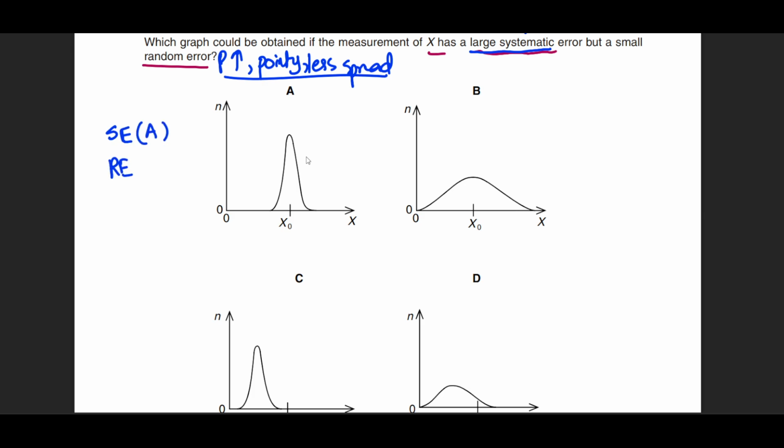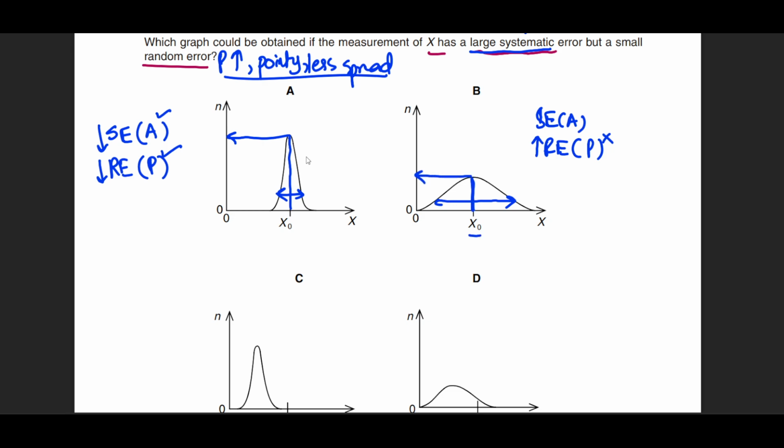Systematic error deals with accuracy and random error deals with precision. Did we get the true answer as our peak? Yes, so it is accurate. So the systematic error is low. Is the data close together? Yes, it is precise. So the random error is low. Over here, example B. Is it precise? No, because it is very much spread out. So the precision is low. So the random error is high. Did we get the peak at the true answer, which is x naught? Yes, it is accurate. So the systematic error is low.